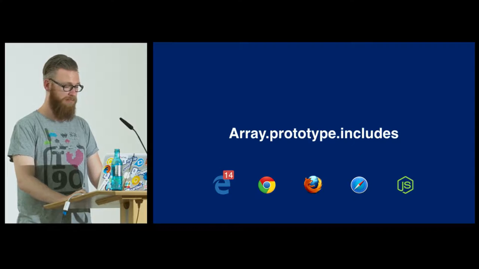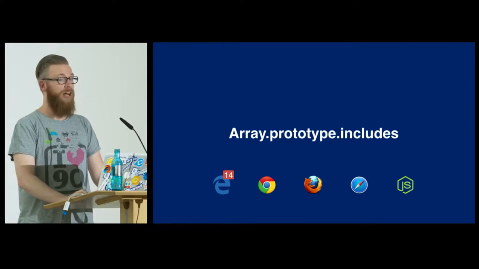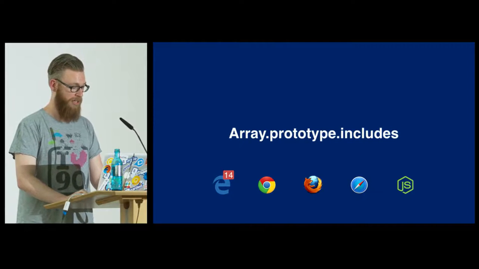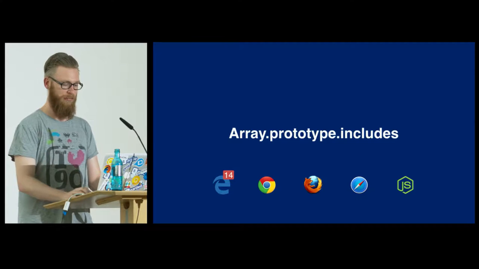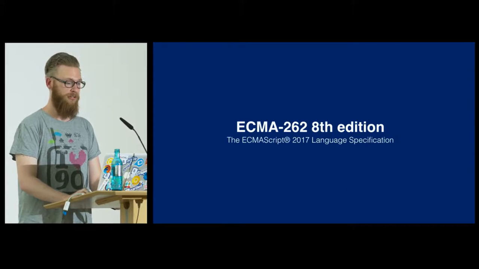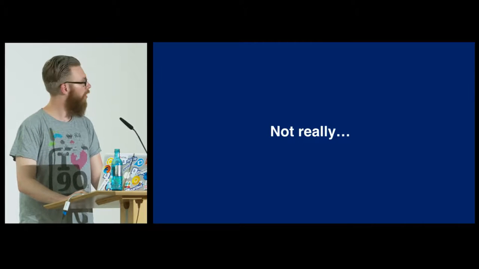So I'm almost at 10 minutes. So this was supposed to be my talk. These were the two features of ECMAScript 7. So I'm extending it a little bit, and I'm going to talk about the 8th edition, or the 2017 language specification. Well, not really, because we don't know yet what's in the new version, because it's still in different stages. And as I learned the hard way, they can pull things out of the finished stage.